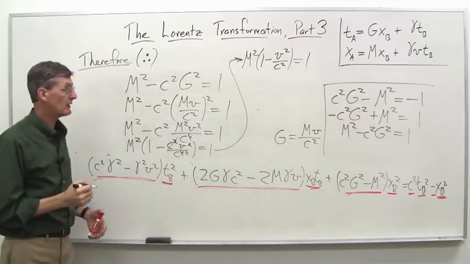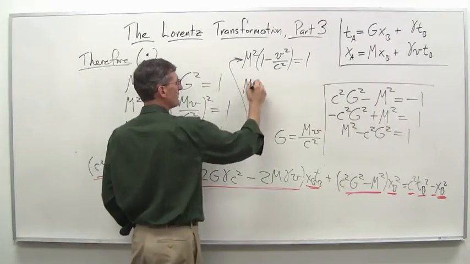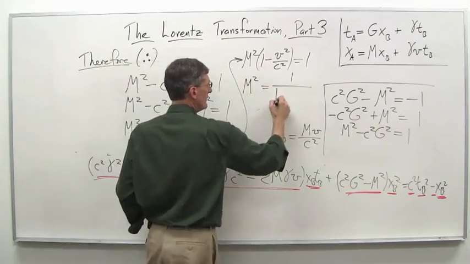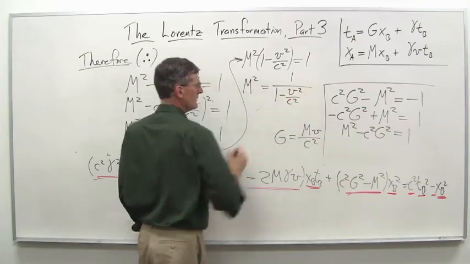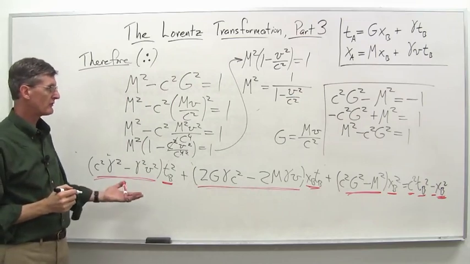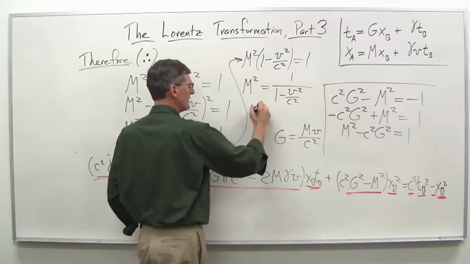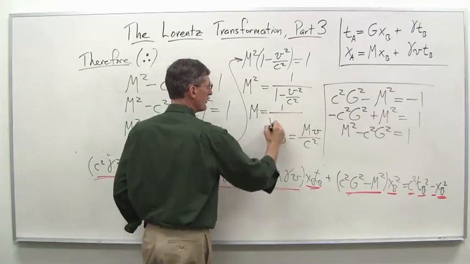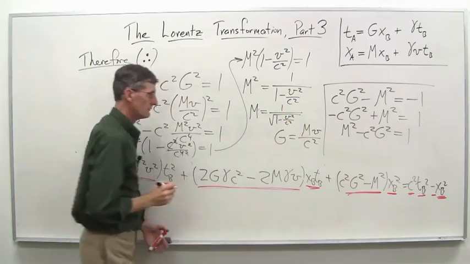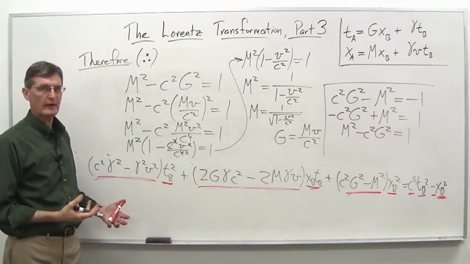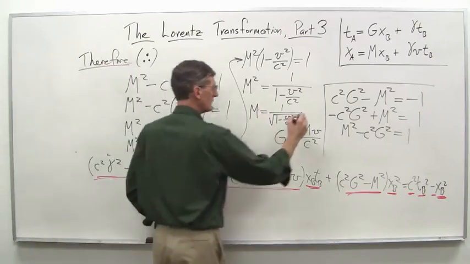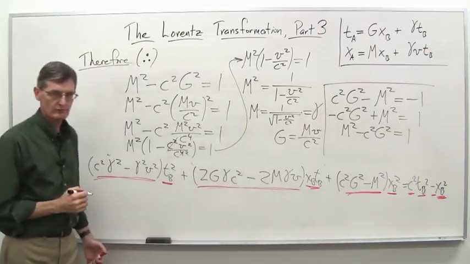Okay? Looks even better, because now I can divide each side by this thing. So this equals m squared over 1 minus v squared over c squared. Looking better all the time, because now we take the square root of each side. And that means we get m equals 1 over the square root of 1 minus v squared over c squared. And that is gamma, right? 1 over the square root of 1 minus v squared over c squared. It's gamma. Very nice news there.